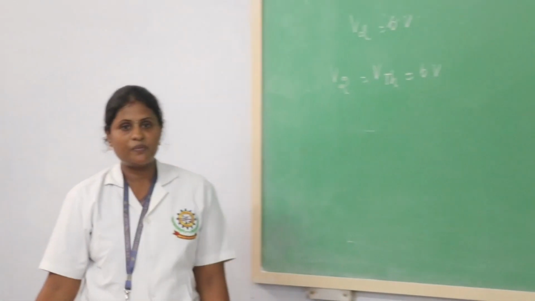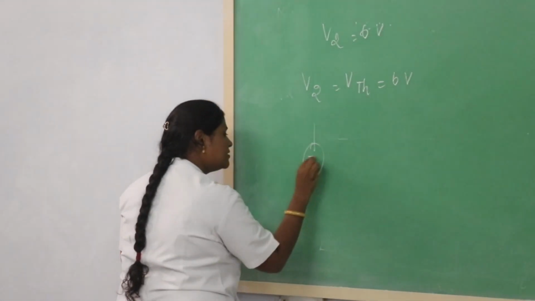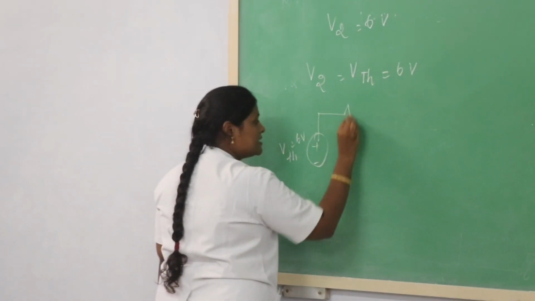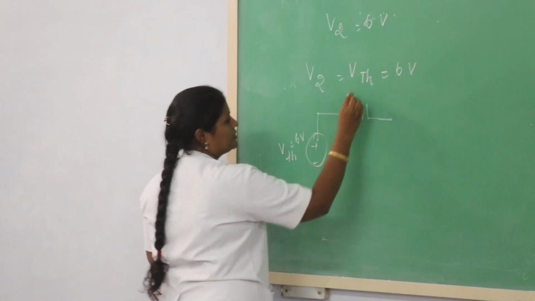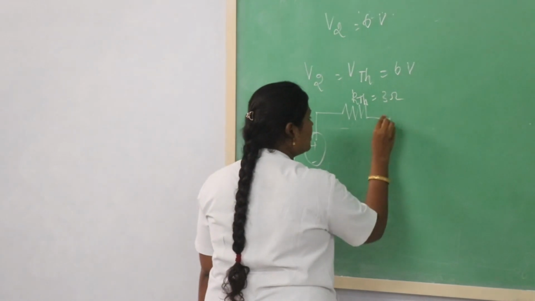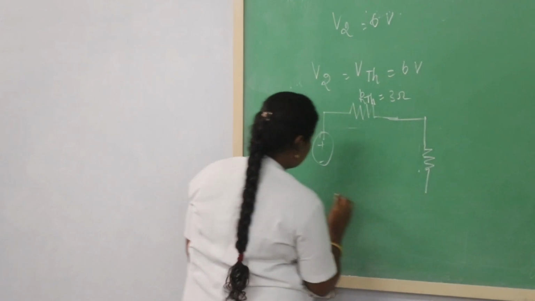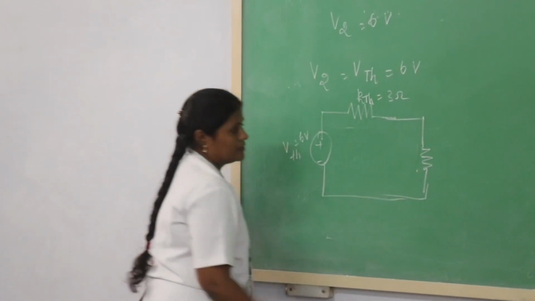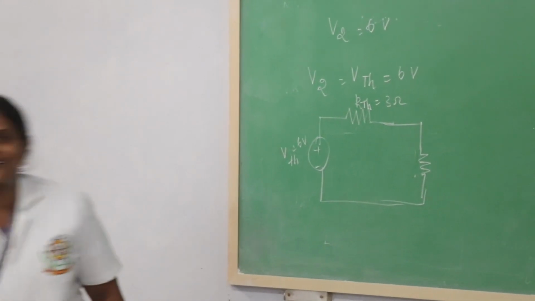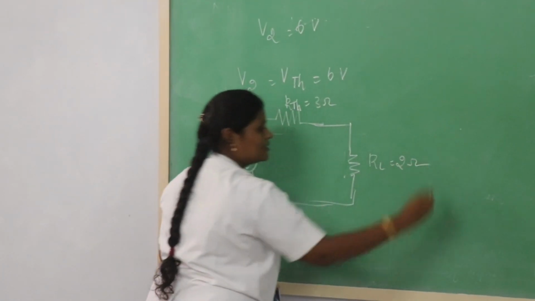So, the next step is to draw the equivalent circuit diagram. The equivalent circuit diagram means VTH, that value is 6 volt, and in series is the resistance RTH, that RTH value is 3 ohm, and connected across the load resistance. That load resistance value is RL, which is equal to 2 ohm.